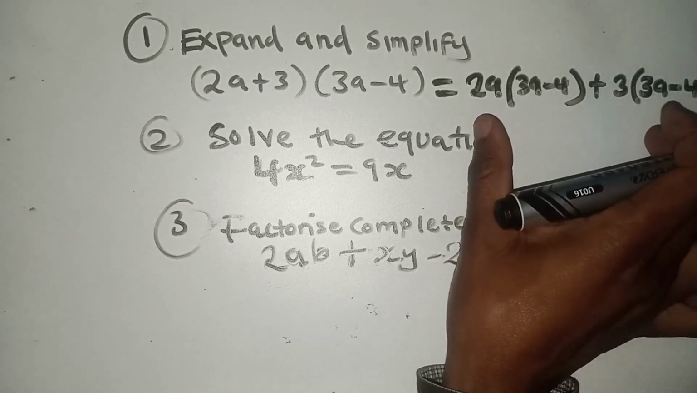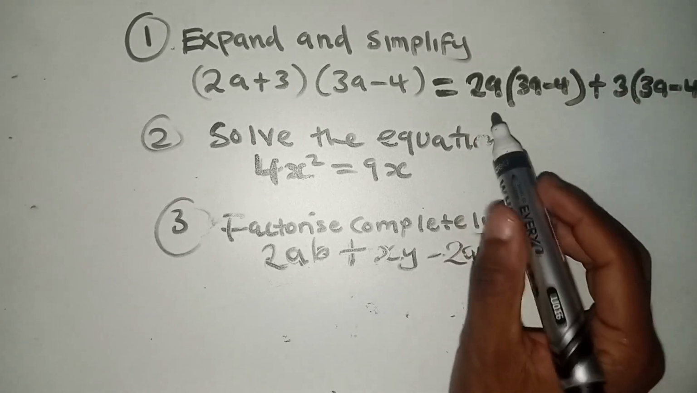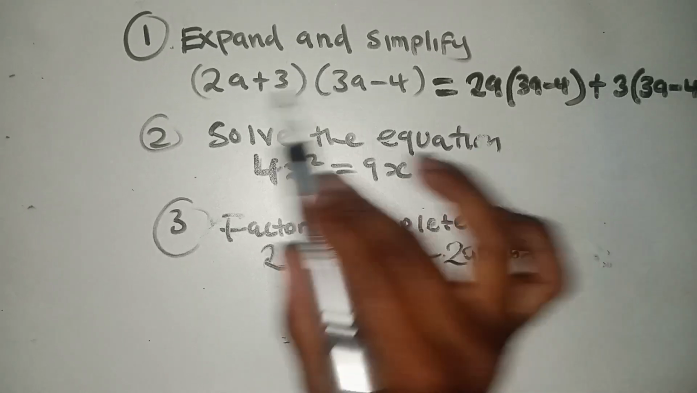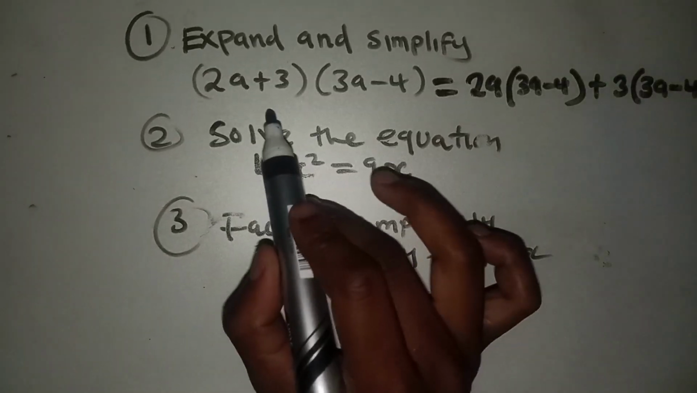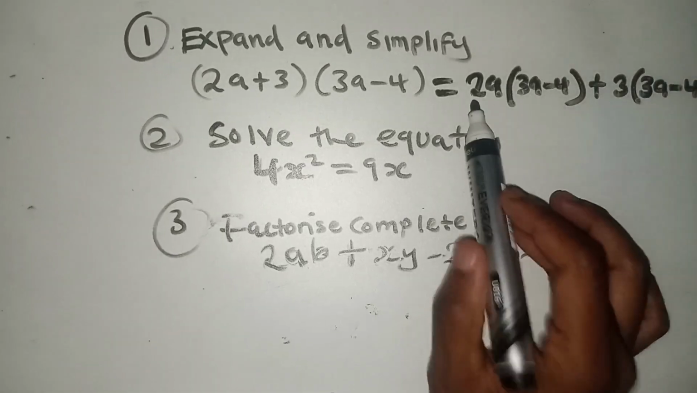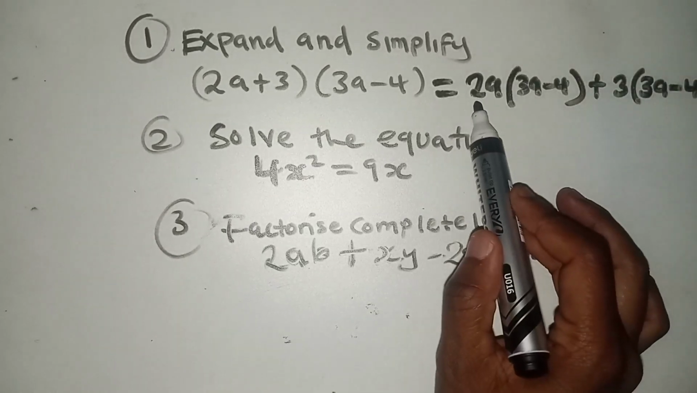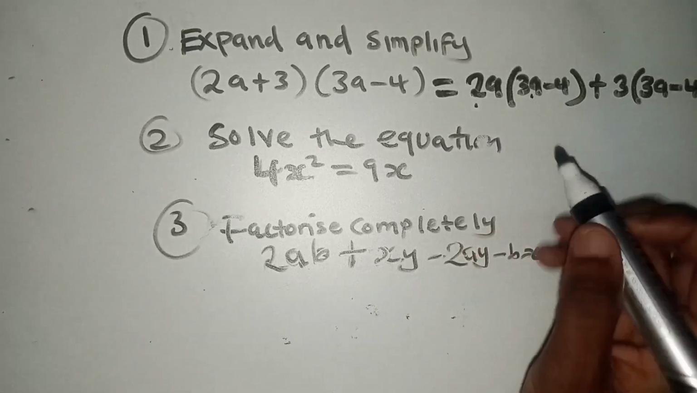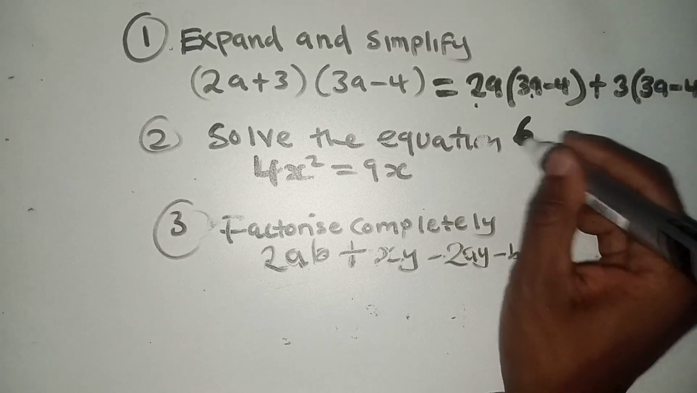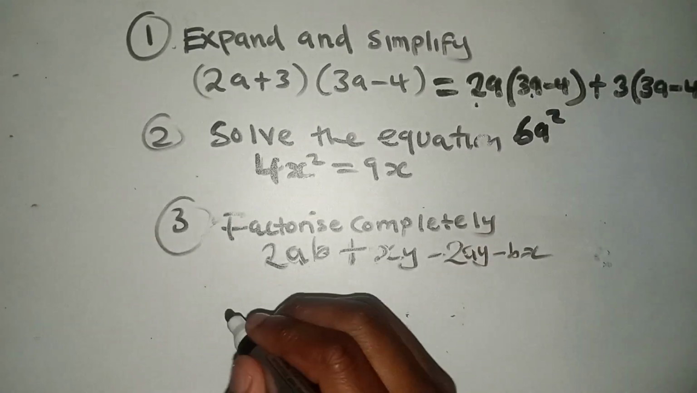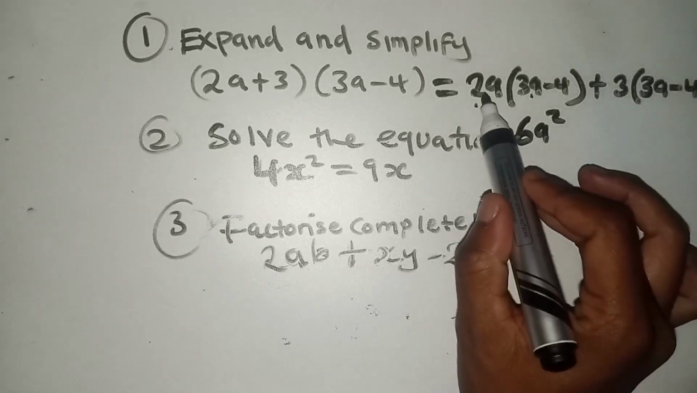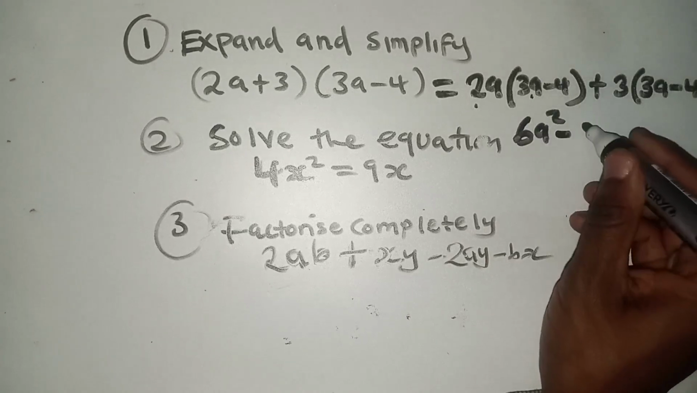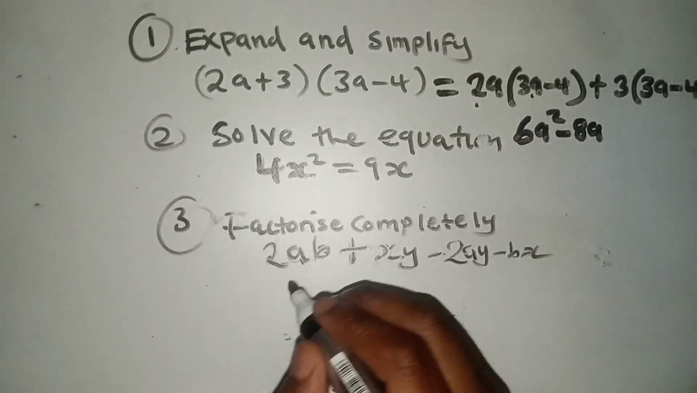Having established this, you now start multiplying throughout. That's what the question is demanding: expand and simplify. So 2a times 3a, your answer will be 6a squared. Then 2a again multiplied by negative 4, your result will be negative 8a.